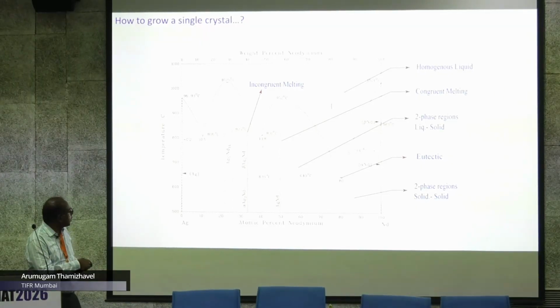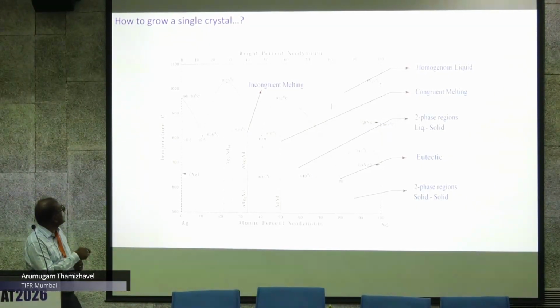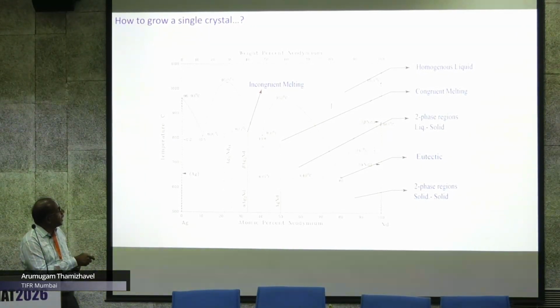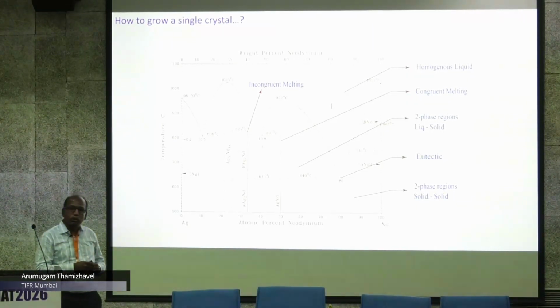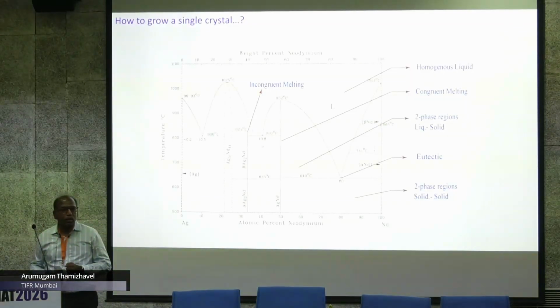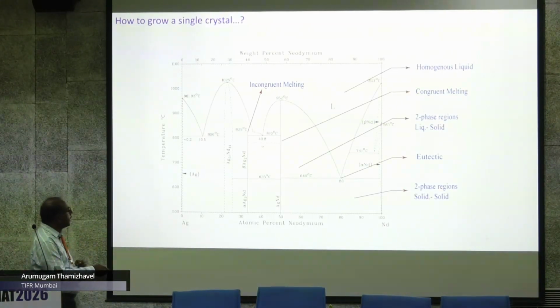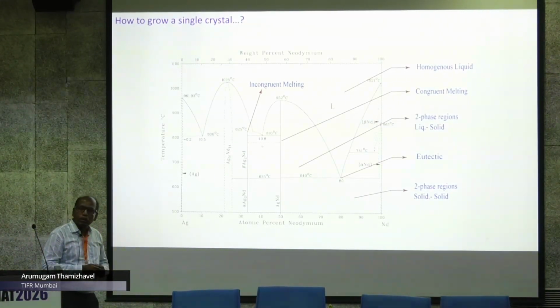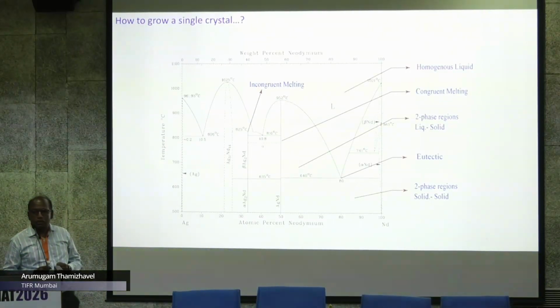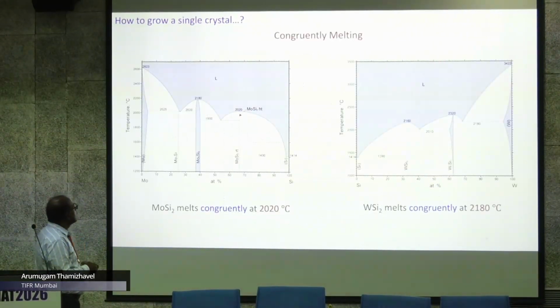So here, say for silver and neodymium, although silver has a melting point around 960 and neodymium has around 1020, when you take it in the ratio 80:20, its melting point comes down to 640 degrees centigrade. So this is a eutectic point. Sometimes, if you want to grow silver Nd, you can take advantage of this eutectic composition as a flux to grow these single crystals. Okay.